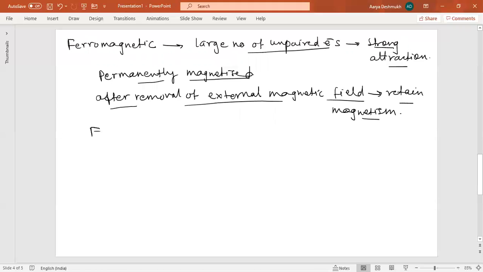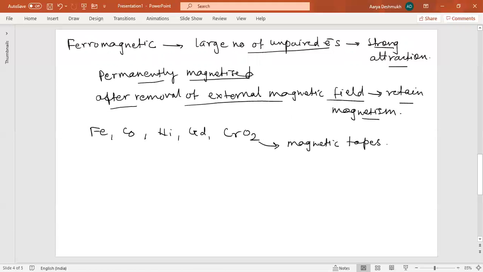For example, like Fe, Co, cobalt, nickel, Gd, then CrO2, chromium dioxide. So this CrO2 is used to make magnetic tapes. Magnetic tapes used in cassette recorder. So these are some of the substances which show ferromagnetism.